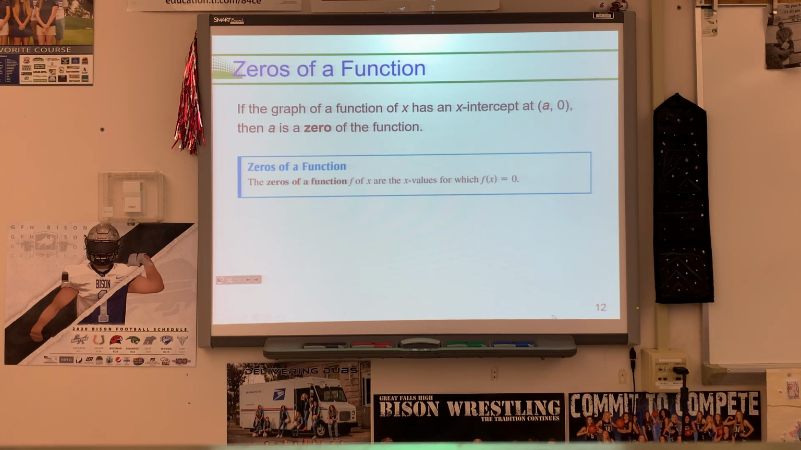So by definition, what is a zero? A zero of a function is, or are, the x values for which the function output is 0. Okay? Hence why we call it a zero of a function. And mathematicians aren't always the most creative people. They just tend to use common sense terminology. Okay? But notice it's the same thing as an x-intercept.